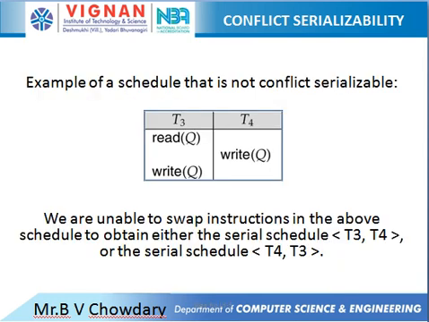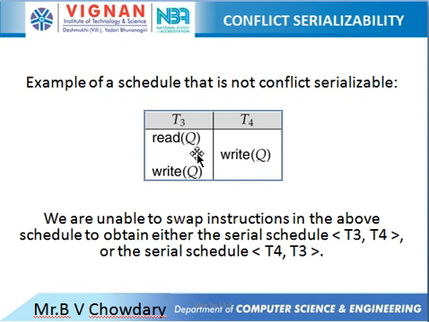And now we can see this example is non-conflict serializable. For example, if you take two transactions T3 and T4, here T3 is performing read of Q and T4 is performing write of Q. Now as I told you, we have to take this sequence. If this sequence is non-conflicting, then we can swap T3 and T4 up and down.